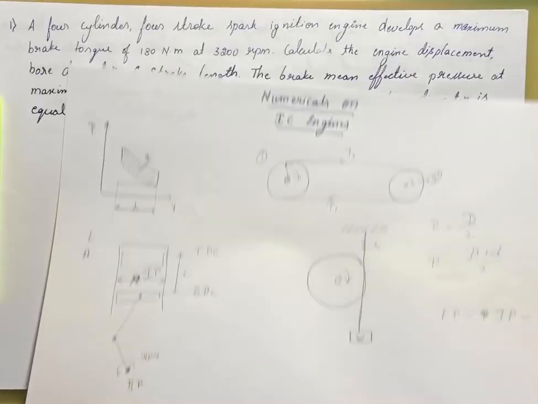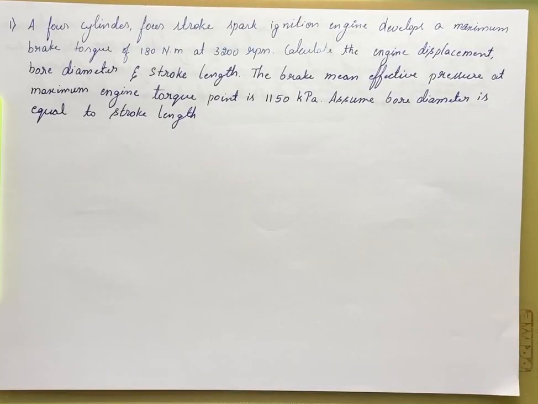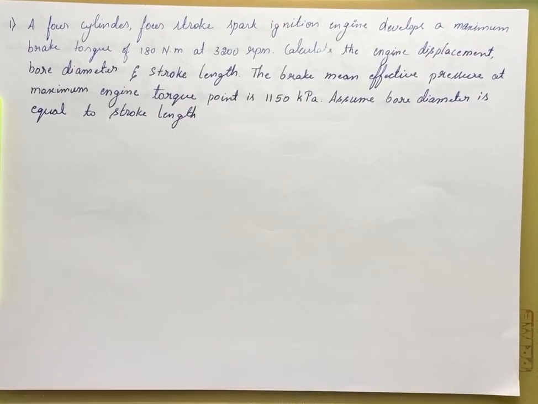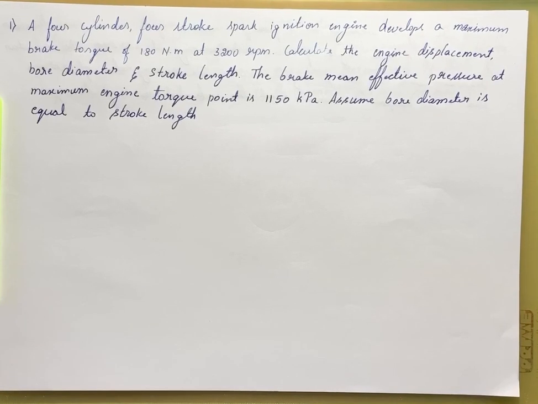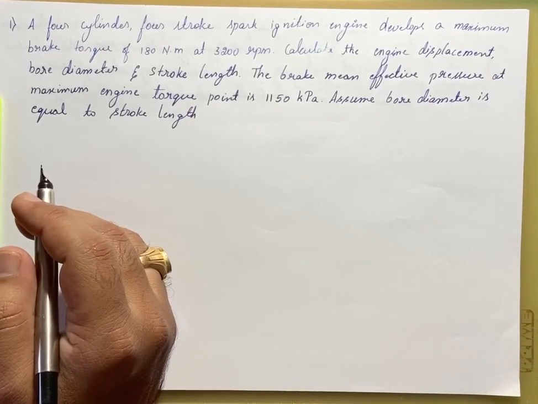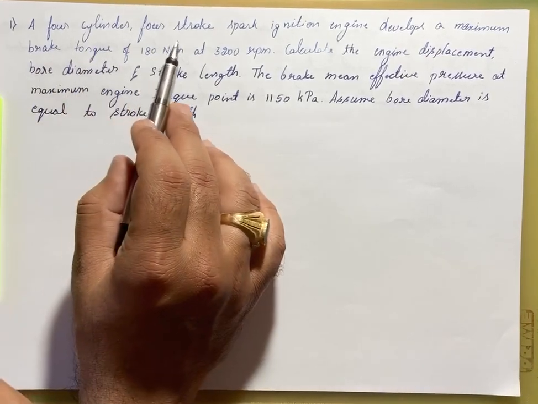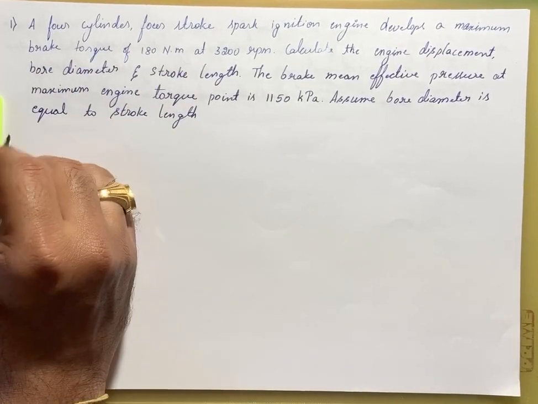First, I have taken this numerical. A 4-stroke spark ignition engine develops maximum brake torque of 180 Newton meter here, right? That means what he has given? He has given a 4-cylinder 4-stroke SI engine, right?